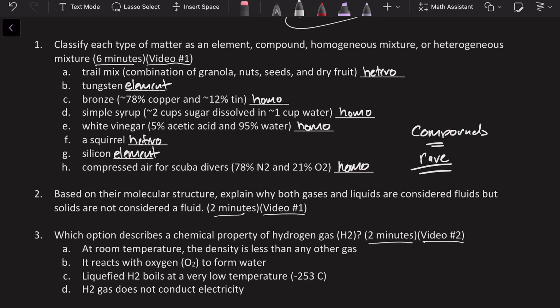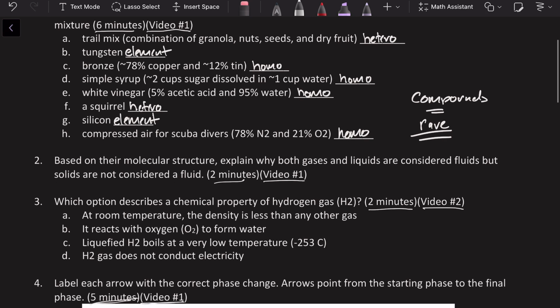So this question is basically asking, based on the molecular structure, explain why gas and liquids are fluids while solids are not. This requires a bit of understanding. We discussed how solids are rigid and have a solid structure, while liquids and gases had a free-flowing structure allowing them to take the shape of the container. You want this to phrase your answer.